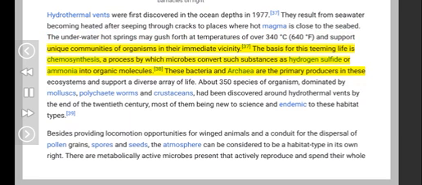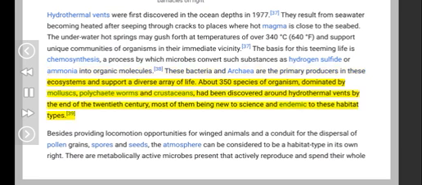The basis for this teeming life is chemosynthesis, a process by which microbes convert such substances as hydrogen sulfide or ammonia into organic molecules. These bacteria and archaea are the primary producers in these ecosystems and support a diverse array of life. About 350 species of organism, dominated by mollusks, polychaete worms and crustaceans, had been discovered around hydrothermal vents by the end of the 20th century, most of them being new to science and endemic to these habitat types.